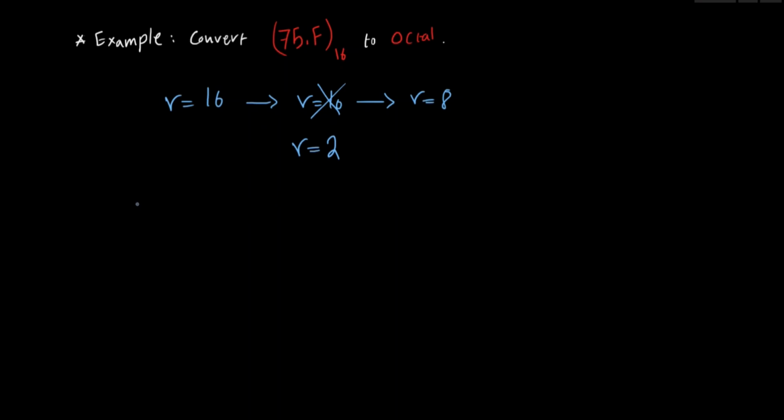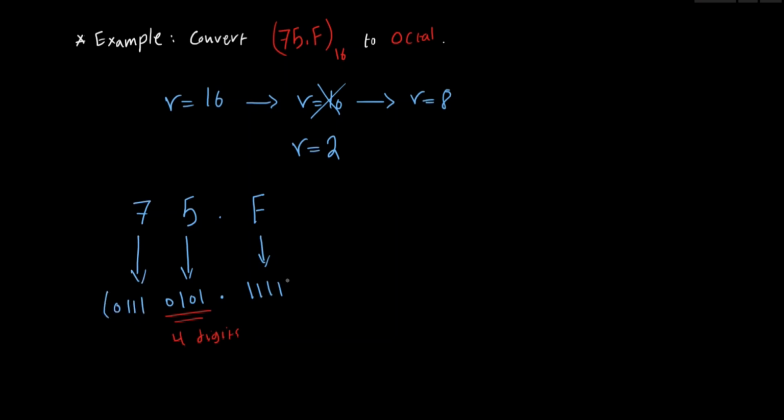So let's convert it. We have 75.F. F is 1111, and then we get the radix point on place, and then 5 is 0101, and remember it's always 4 digits because we're in hexadecimal system, and the 7 basically is 0111. So that's it. We've got our binary number here.